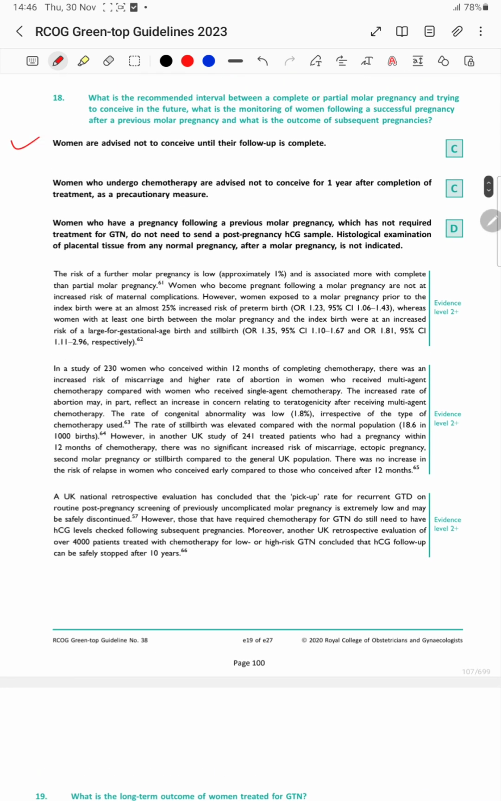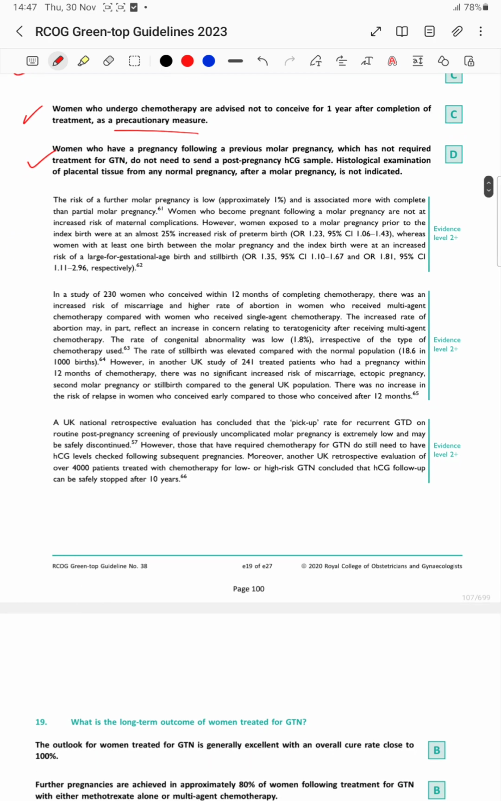Women are advised not to conceive until their follow-up is complete, and women who undergo chemotherapy are advised not to conceive for 1 year after the completion of treatment as a precautionary measure. Women who have a pregnancy following a previous molar pregnancy which has not required treatment of GTN do not need to send a post pregnancy HCG sample, and histological examination of the placental tissue from any normal pregnancy after a molar pregnancy is not indicated.